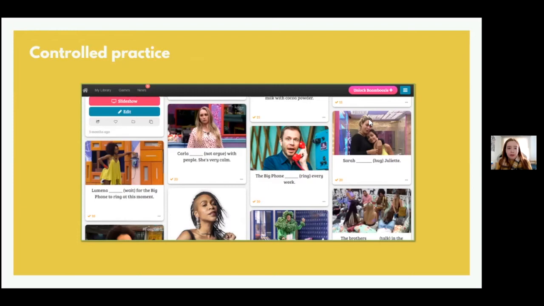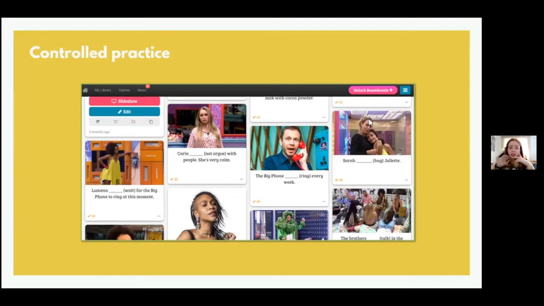I made it on Bamboozle, so it's also a game. And they had to choose between simple present and present continuous using these photos and situations from Big Brother. And they got really engaged because they were like, oh, are you watching Big Brother too? And I wasn't, but I had done some research on the internet to find the participants and whatever had happened on the weekend. And they were really excited.